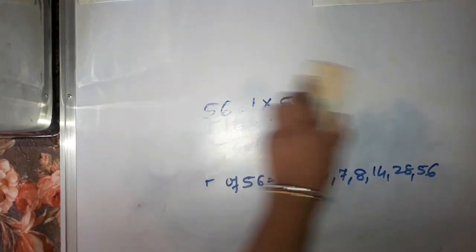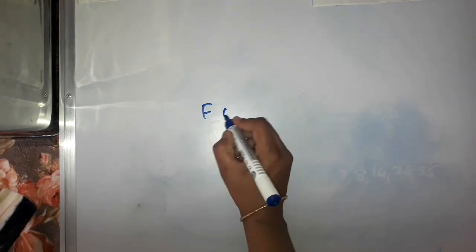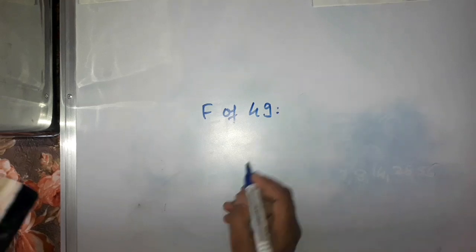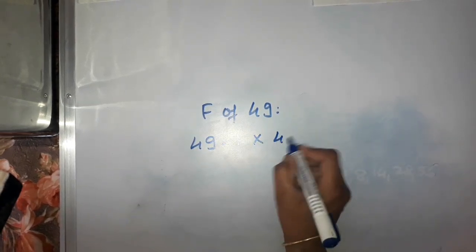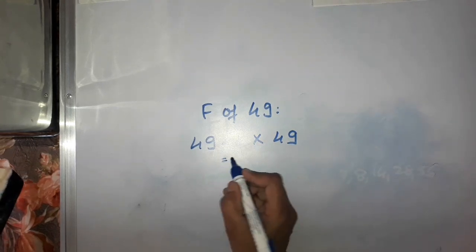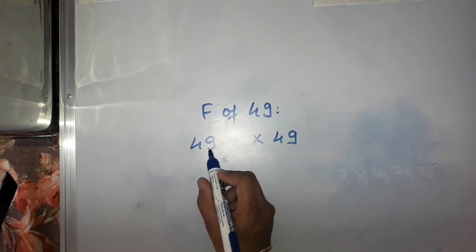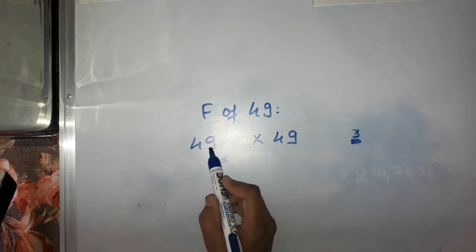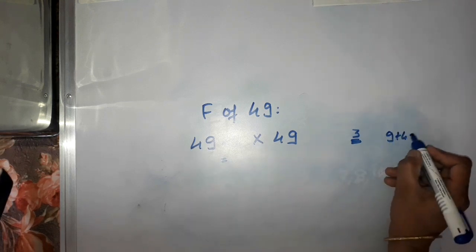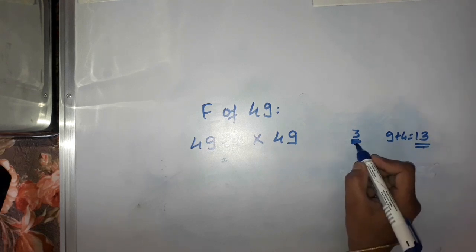Okay, one more example we will see. Let us say factors of 49 you want to find. Now 49, we will start with 1 into 49. Now the number is not divisible by 2 because it's not even, so 2 is not the factor. Let's think of 3. Sum of the digits, that is 9 plus 4, is 13, and 13 is not divisible by 3.